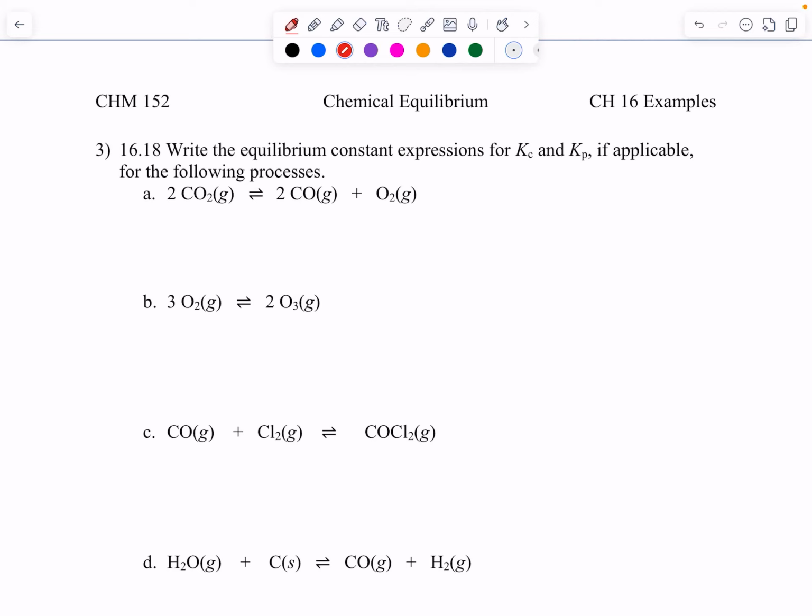All right, guys, number 3. It wants us to write, that's our command, write the equilibrium constant expressions Kc and Kp. So Kc for concentration, Kp for pressure. Well, how do I tell them apart?